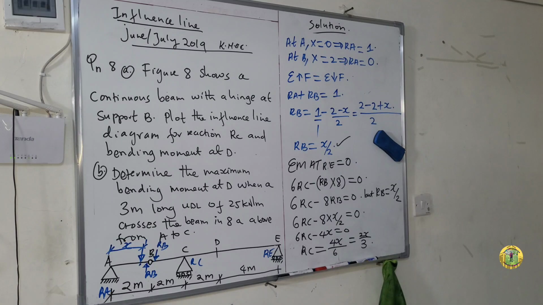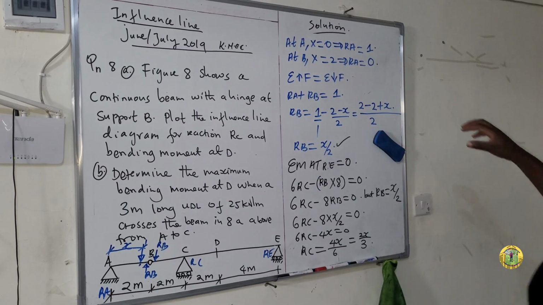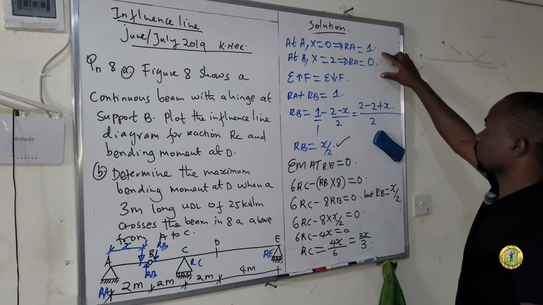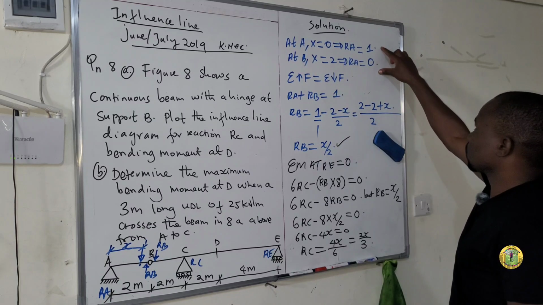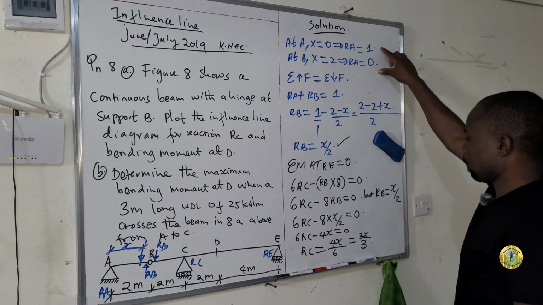This is RC when the one unit load is at A or in between A and B. So remember to keep this 1 and 0 for the influence line diagram.